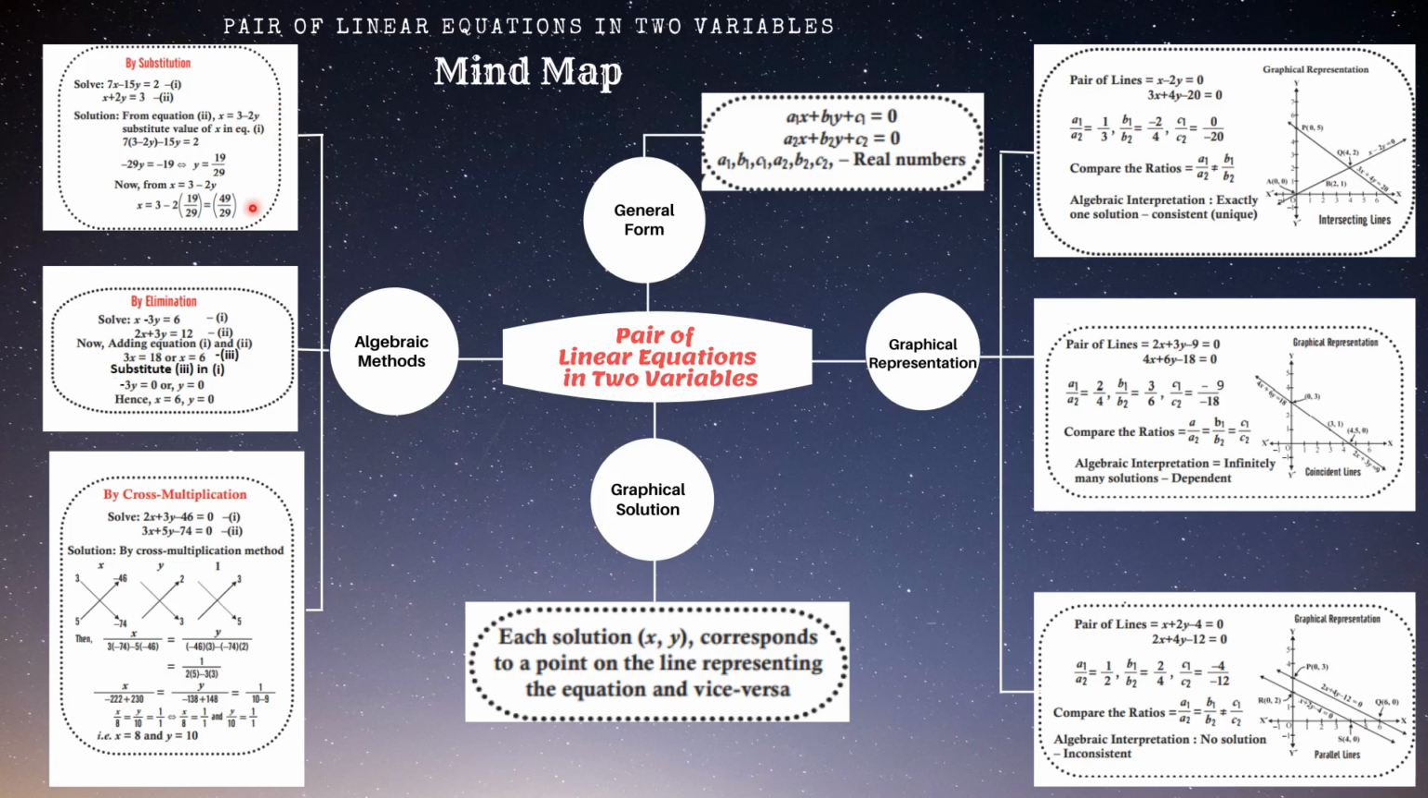So in place of y, we put 19 upon 29, and then we will get the value of x, which is over here 49 upon 29. So the general steps: the first step that we do in the substitution method is we express one variable in terms of the other variable in one of the given equations, whichever is convenient. Second step, we substitute this value of y in the other equation. Third step, we solve the linear equation in x obtained in the second step.